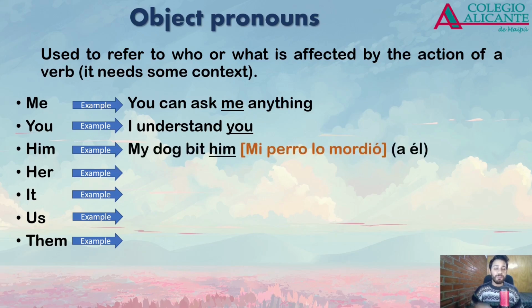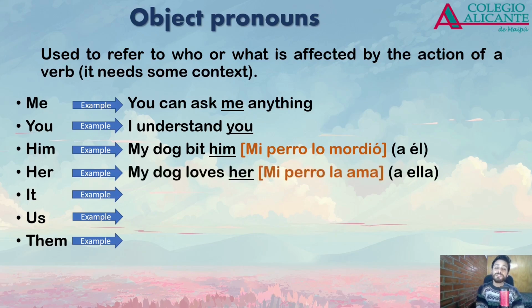My dog bit him. You see the translation in Spanish. My dog bit him. Who is him? I need to provide that information previously. So, I invited my friend Mario to my house and my dog bit him. Who is him? My friend Mario. So that is the information that we need to provide. The same applies to her. My dog loves her. I invited my friend Vicky to my house and my dog loves her. Who is her? Vicky.